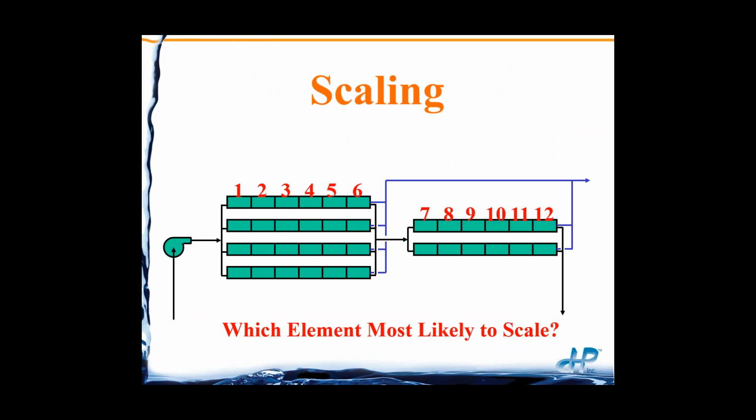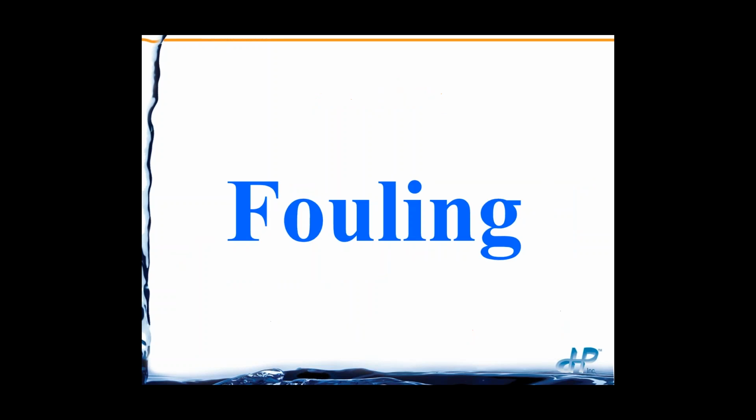So based on that, based on scaling being due to concentration, which one of these elements would be most likely to scale? Well, if you said the last one, then you would be correct, because the last one has the most concentrated feed water. Wherever scaling occurs, we're going to have scaling from that point on, because we're going to be at or exceeding 100% saturation from that point on. Okay, so that's just a quick overview of scaling.